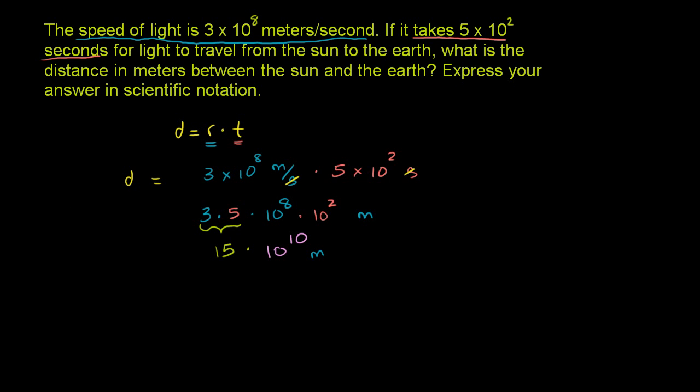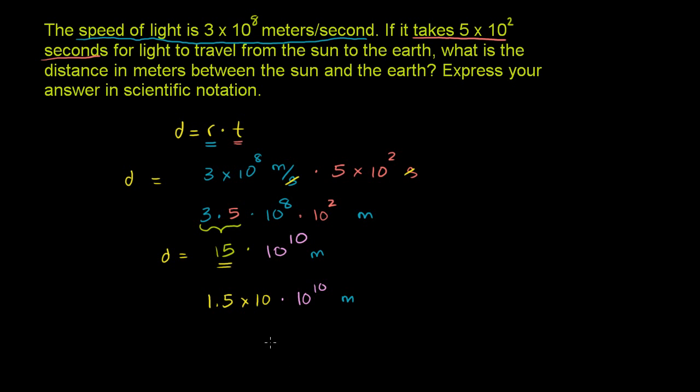But remember, if you really want to be formal about your scientific notation, this number right here has to be less than 10. The way I've written it right now, it is clearly not less than 10. So how can we rewrite it? Well, what's 15? 15 is the same thing as 1.5 times 10. Right? That's the exact same thing as 15. So we could write 15 as 1.5 times 10, and then it's going to be that times 10 to the 10th power. And of course, we have our units there, meters right there.